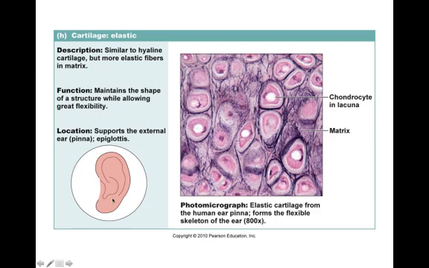We're going to find it in the pinna of the ear. So the pinna is this funnel-shaped region that helps you bring in sound waves into your acoustic meatus. And then we're also going to find this type of tissue in the epiglottis. The epiglottis is the flap that covers your trachea when you swallow.